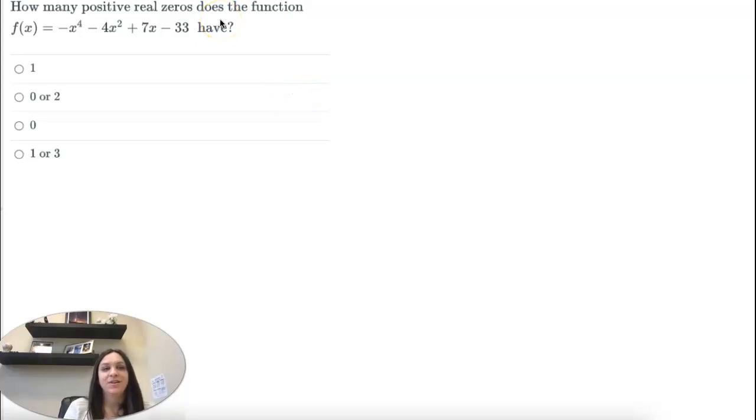So this section is using Descartes' rule of signs, which is something that was used before there were graphing calculators. So yes, I know you could go graph this and see how many there are, but we're going to go old-fashioned here and do the old way, Descartes' rule of signs.